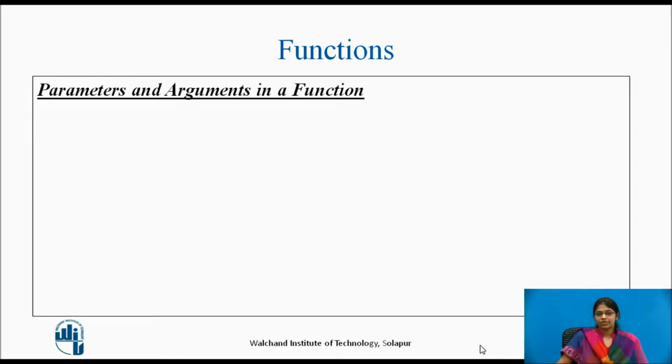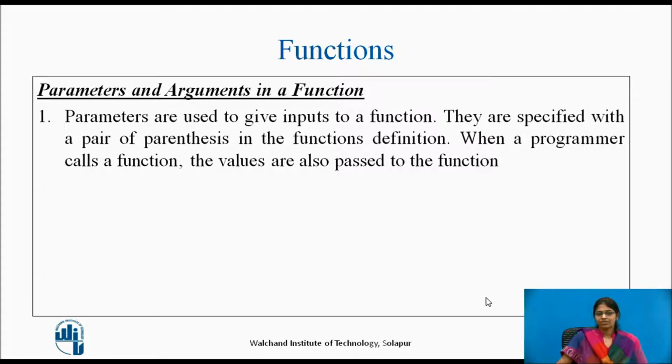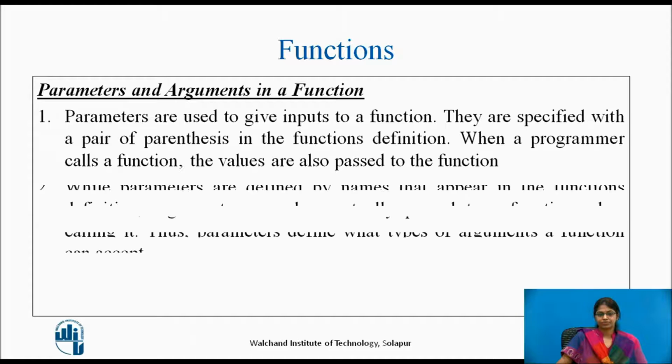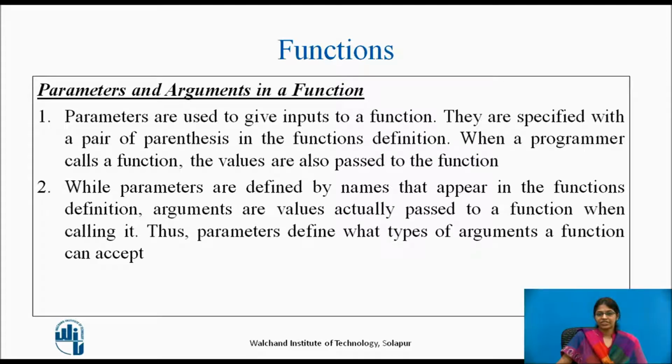Now, let us see what parameters and arguments are in a function. Parameters are used to give inputs to a function. They are specified within a pair of parentheses in the function definition. When a programmer calls a function, the values are also passed to the function. While parameters are defined by names that appear in the function definition, arguments are values actually passed to a function when calling it. Thus, parameters define what types of arguments a function can accept.